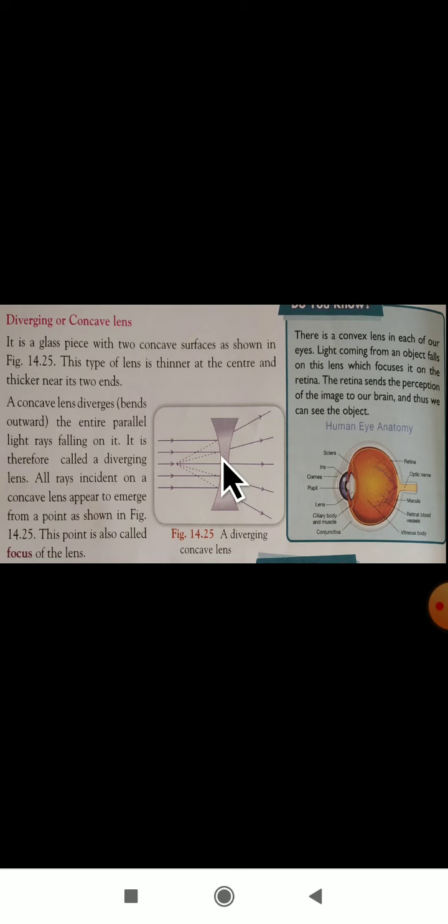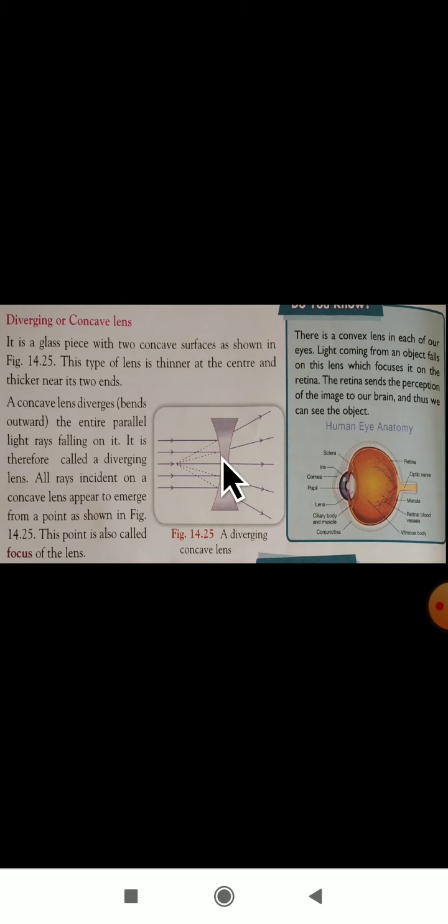Why is it called diverging? A concave lens diverges, nothing but it will bend outward. In case of a convex lens, it bends inwards. A convex lens converges. The meaning of converges here is bend inwards. The meaning of diverges is bend outwards. I hope you are understanding. It is therefore called a diverging lens.